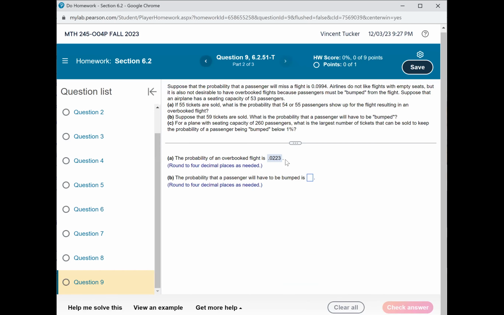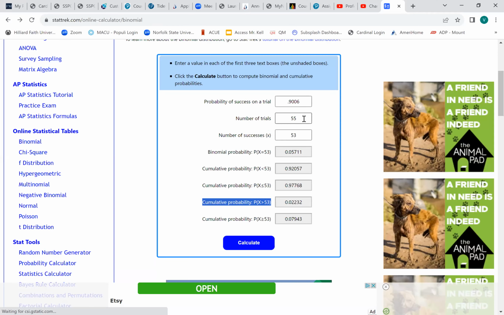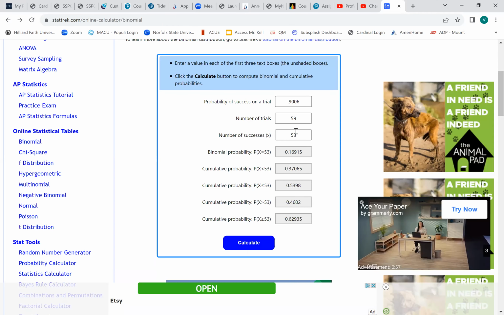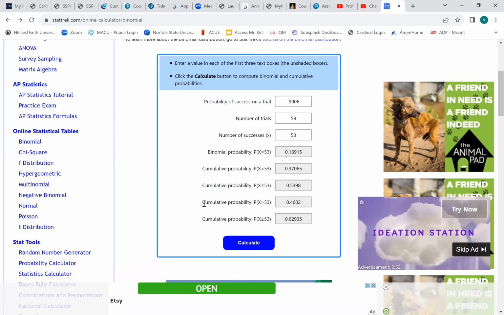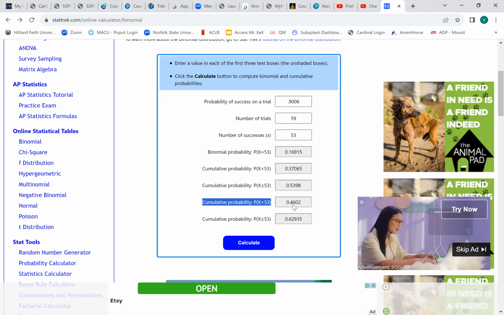All right, the next one. Suppose 59 tickets are sold. What's the probability a passenger will have to be bumped? Going back to Stat Trick, 59 tickets are sold, so we're talking about being greater than 53. That's this right here, so it's going to be 0.4602.